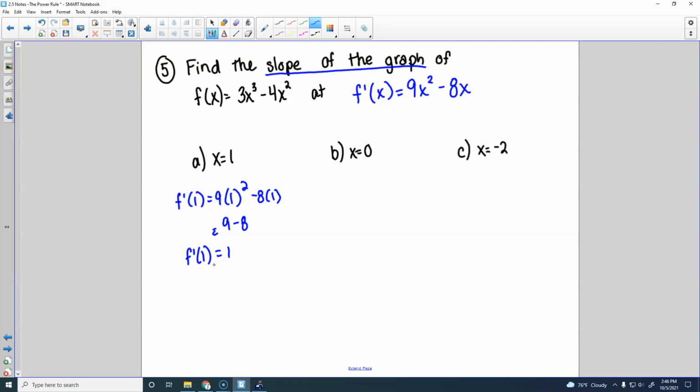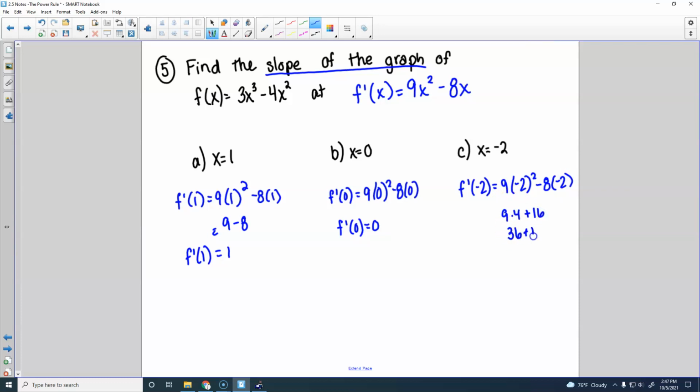And then same function, different spot. Slope at 0, I would do f prime of 0, which is just going to give me 0. And then at negative 2, I'd have 9 times negative 2 squared minus 8 times negative 2. So it'd be 9 times 4 plus 16. So 36 plus 16 would give me 52.